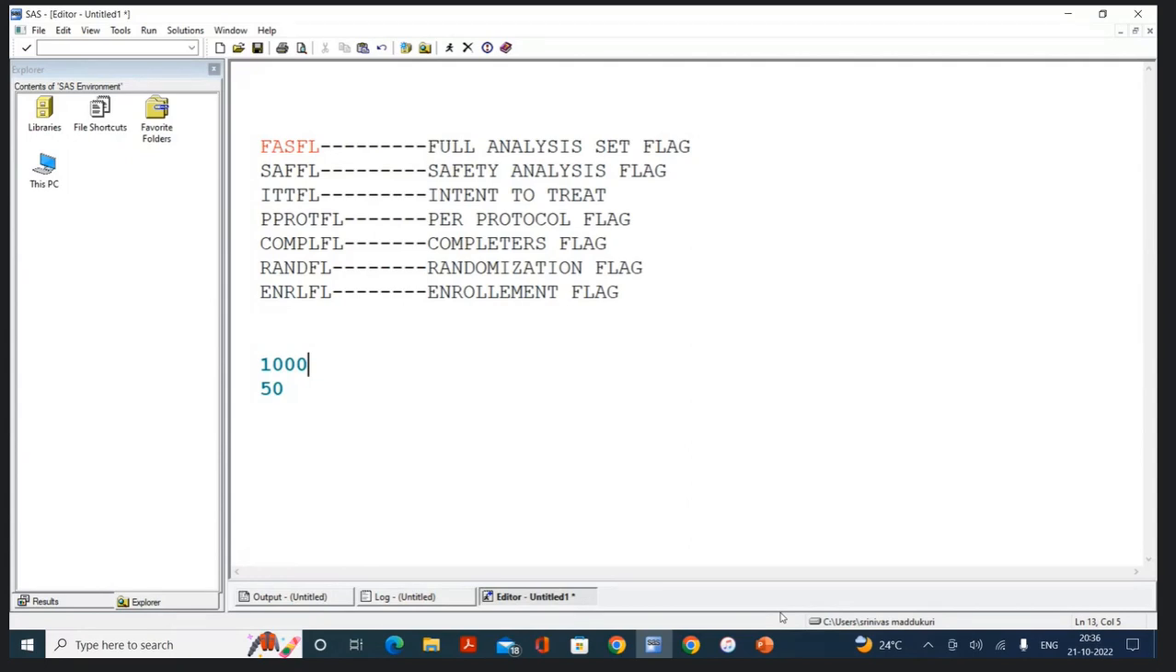Now we have an algorithm or a logic for the safety analysis. Whoever has taken at least one dose of the treatment, if any subject has taken one dose of the treatment, then we are going to consider the subject for the safety analysis. I don't care why he left the study, whether he successfully completed, or left after the first dose, maybe after the 5th or 6th dose, or before the treatment. But out of these 1,000 subjects, how many subjects have taken at least one dose of treatment? For all those subjects, I'm going to keep the safety analysis flag equal to 1.